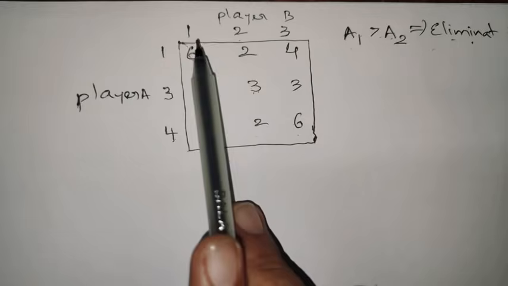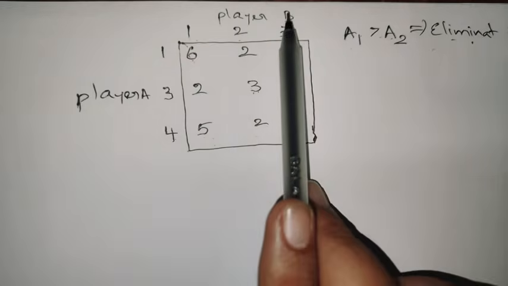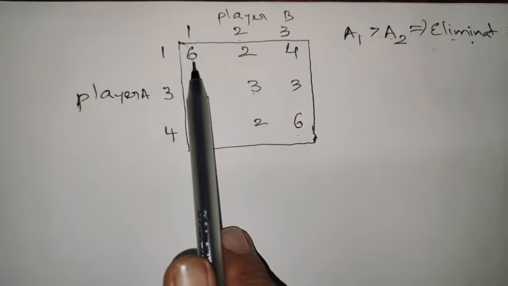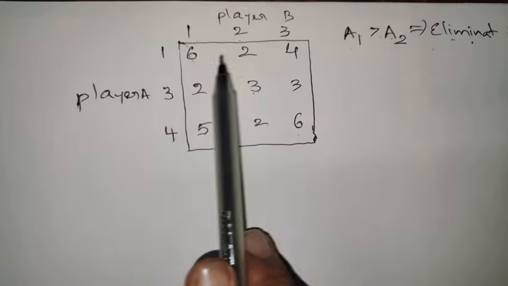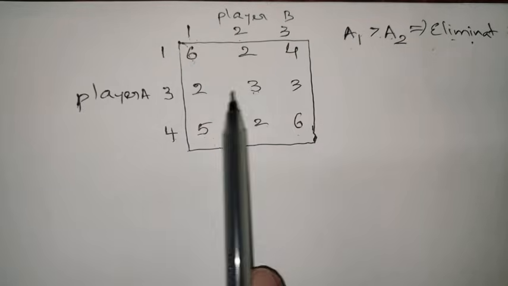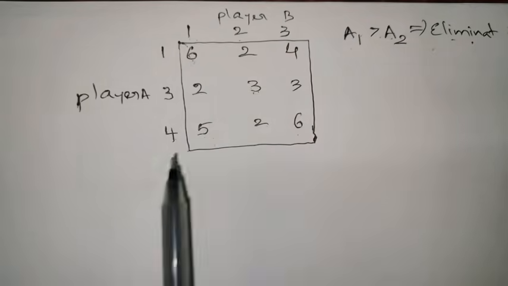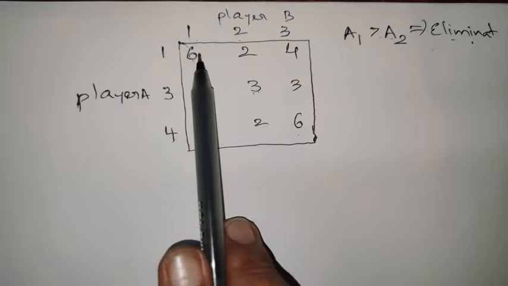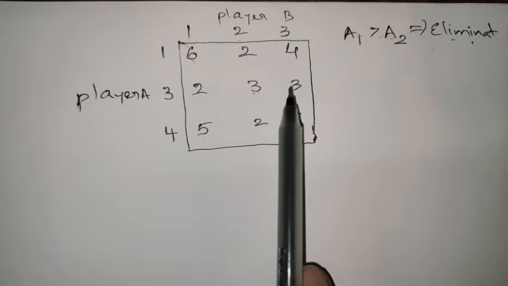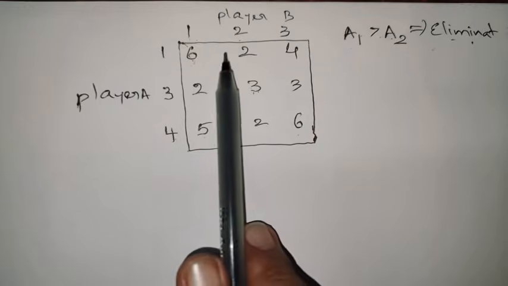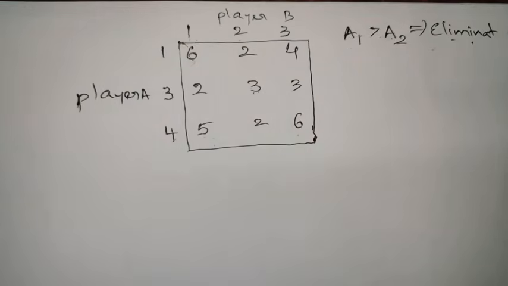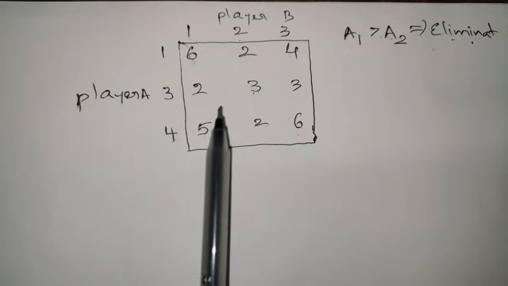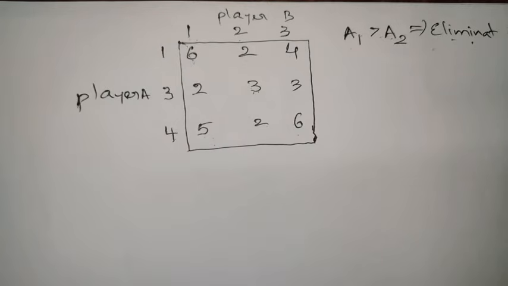Next, now I am taking strategies 1, 3 of player B. Then compare the values 6, 4. First strategy is higher. 2, 3. Third strategy is higher. 5, 6. Here also third strategy. So here the first strategy, and in these two cases the third strategy. So none of the columns is dominating another one. So this combination of columns is also not a possible case.